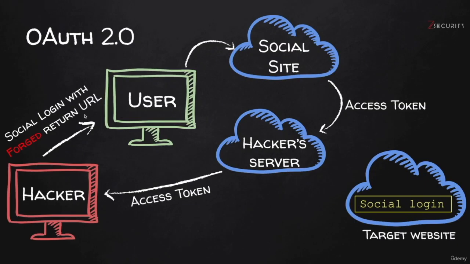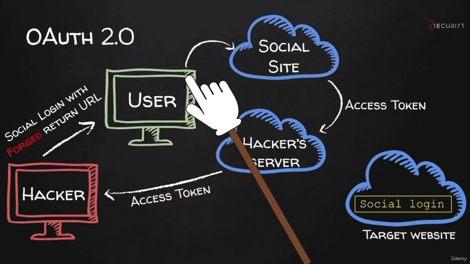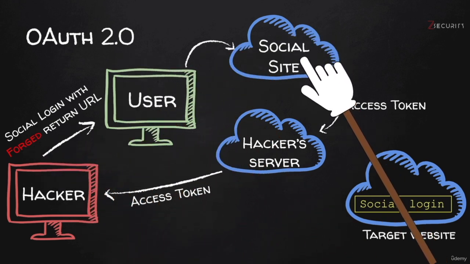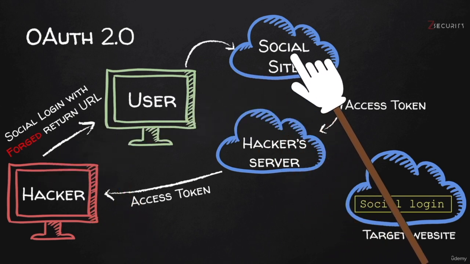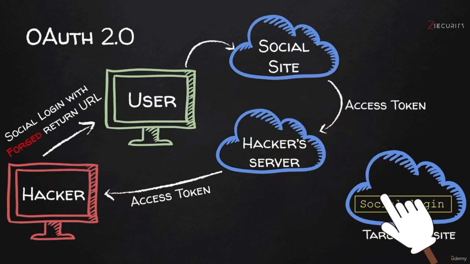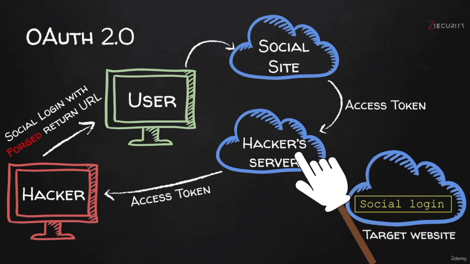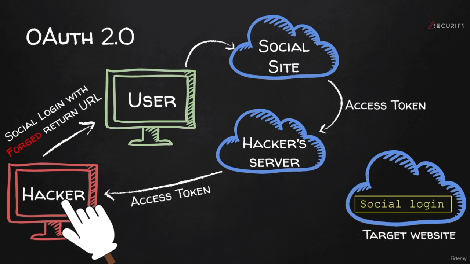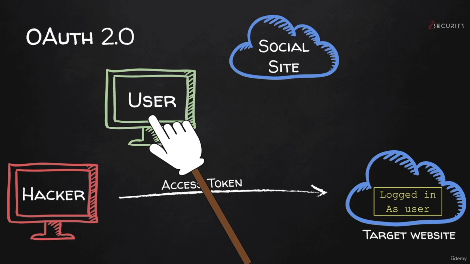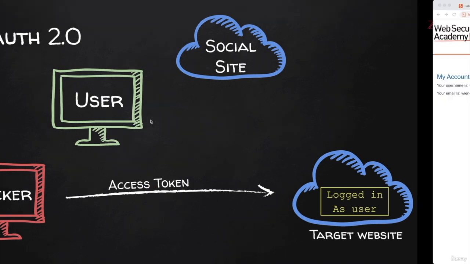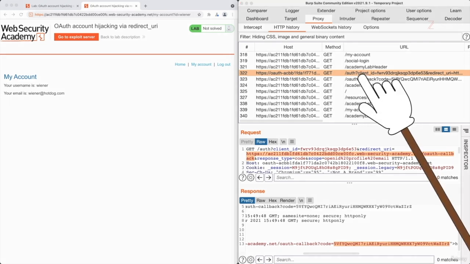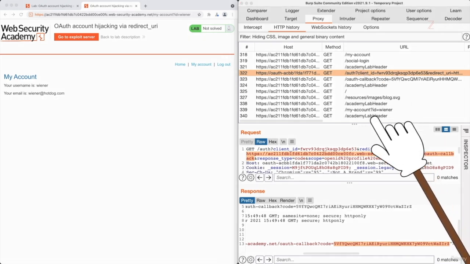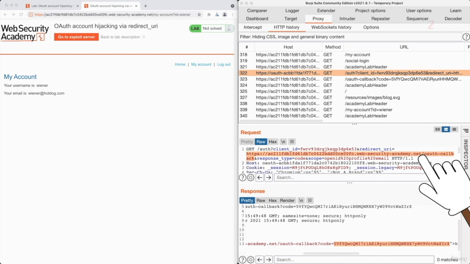So we're going to have to send a forged request to the admin with a forged return URL. The admin is going to log into the social site. Because of the forged URL, the access token is not going to be sent to the website. It's going to be sent to the hacker's server. The hacker is going to read it and use it to log in as this user right here. Now, creating this forged request is very, very easy because we already have the request in here. All we have to do is simply modify the redirect URI to the hacker's server or our own server.